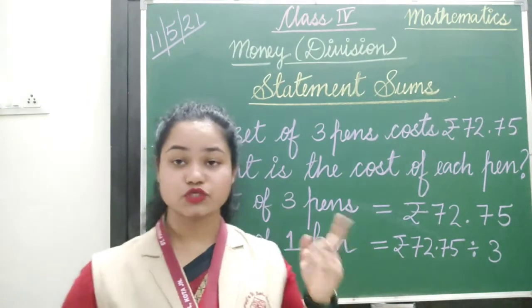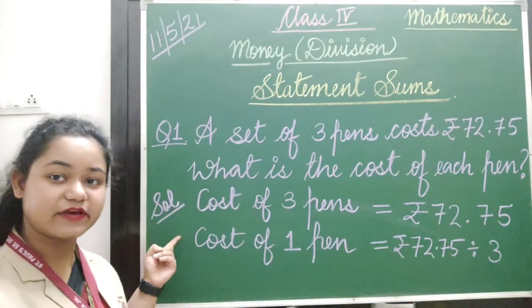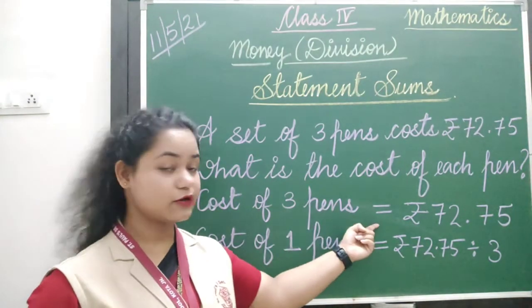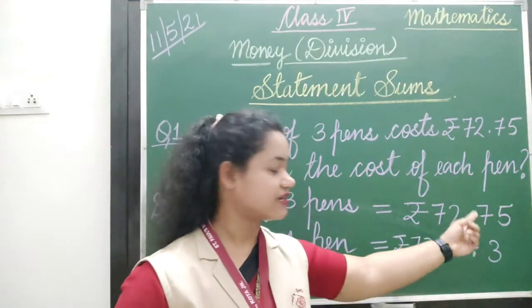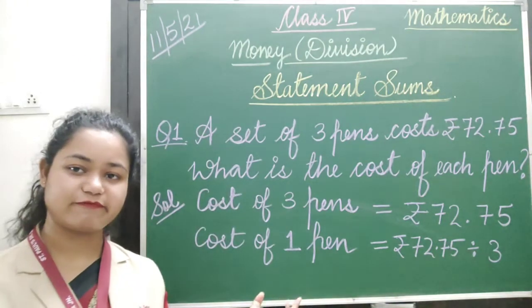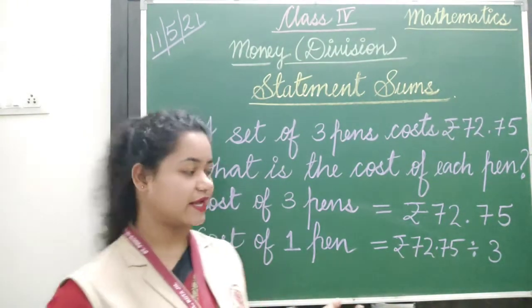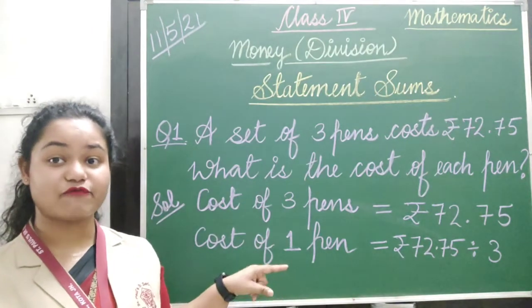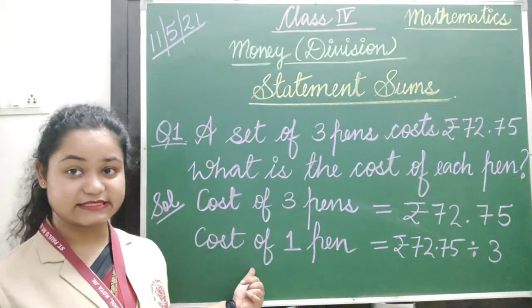Yes or no? So begin your sentence with cost. Cost of 3 pens is equal to rupees 72.75 or 72 rupees 75 paisa. Whatever you want to write, you can write. Okay. Now see the second statement.